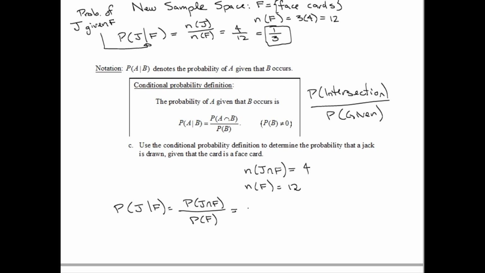What's the probability of the intersection? Well, there are 4 cards in the intersection. How many cards altogether? 52. What's the probability of F? Well, there are 12 out of 52 that are face cards. So we end up with 4 over 52. We're switching to multiplication. That gives me 4 over 52 times 52 over 12. You'll get good at simplifying these. 4 12s, so 1/3, which matches what we had done before simply by changing our sample space.